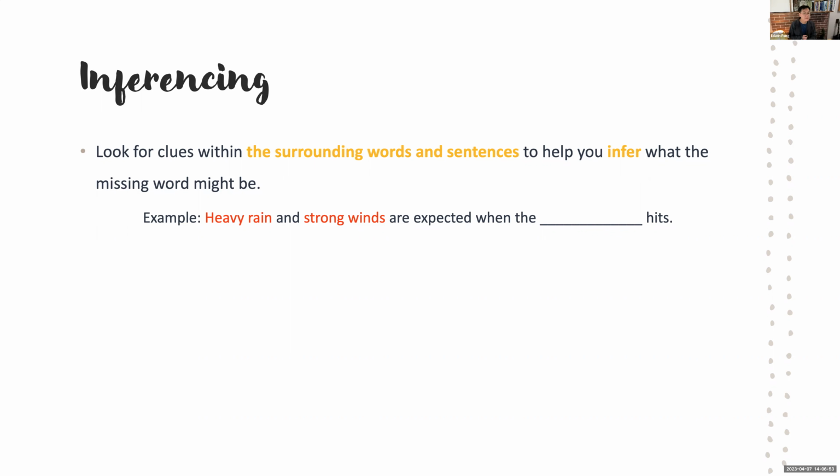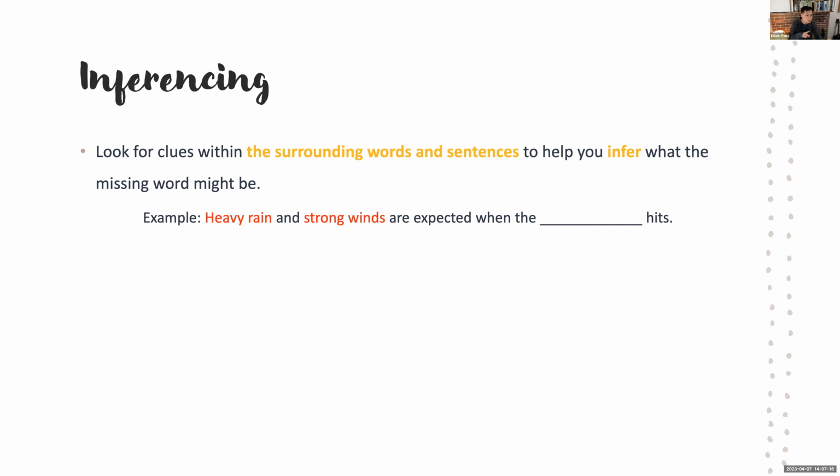Does a storm have heavy rain? Yes, it does. Does it have strong winds? Again, yes, it does. And can you say that the storm hit a country or the storm hit a place? Yes, you can. It fits. So then I use the contextual clues in order to infer or deduce the answer. So that's my first strategy of inference.